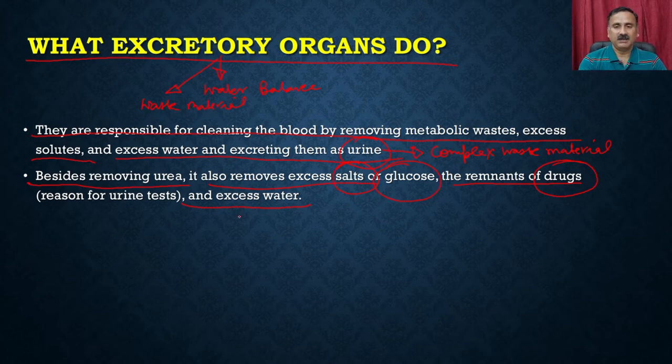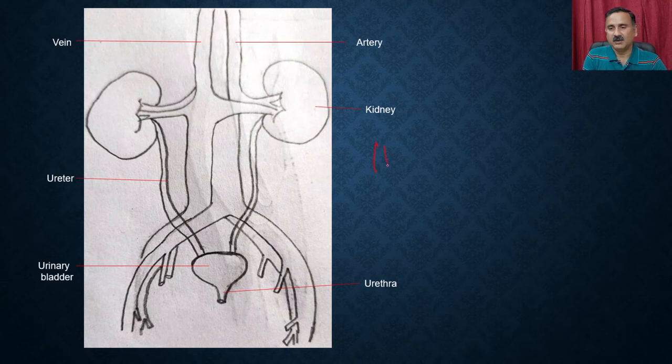Now let's talk about the excretory organs. When we talk about humans, humans have very well developed excretory organs, where we have two well developed kidneys, right? So you have the right kidney and the left kidney. Both of these kidneys are very vascularized, so they are supplied with blood through the arteries. The dirty blood goes into the kidney, and then the purified blood comes out of the kidney.